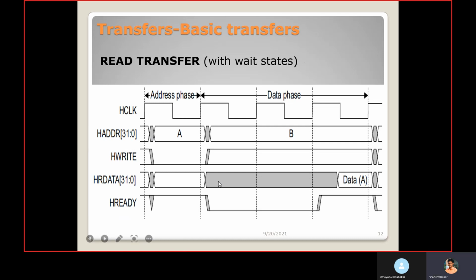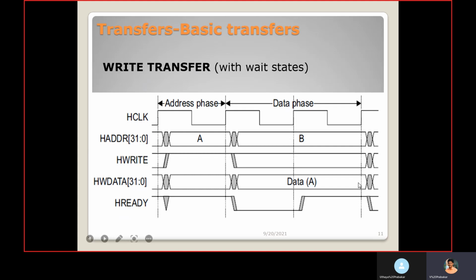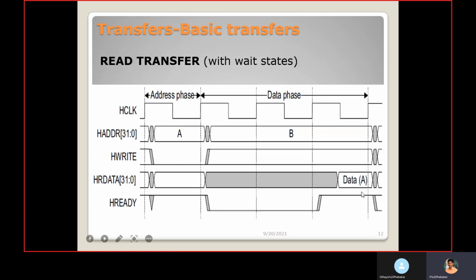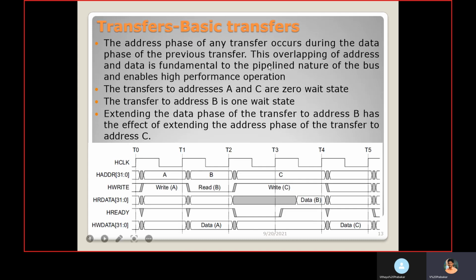But while writing, whatever the value is present will be a constant until this. But here you may get some other values also, but the actual value observed during HOD is 1. Okay, transfer. Here a basic transfer is what we are going to see. The explanation for this waveform is given here.